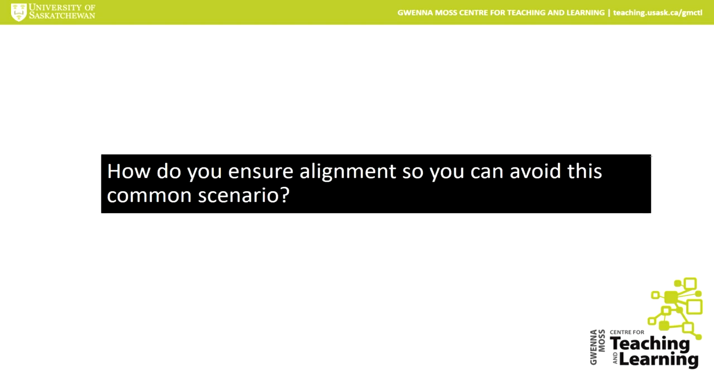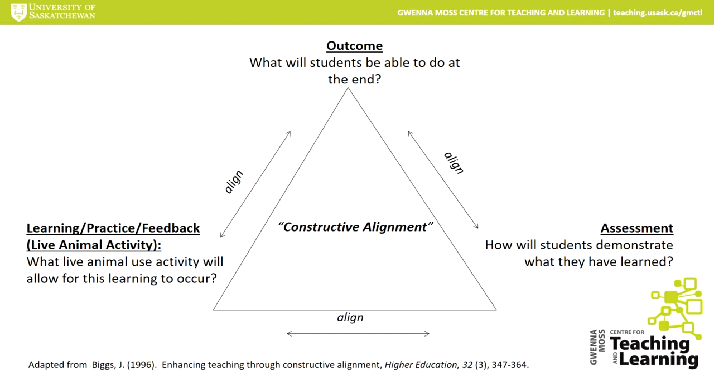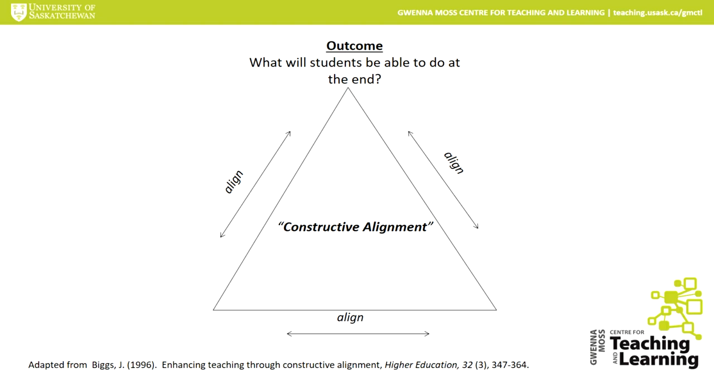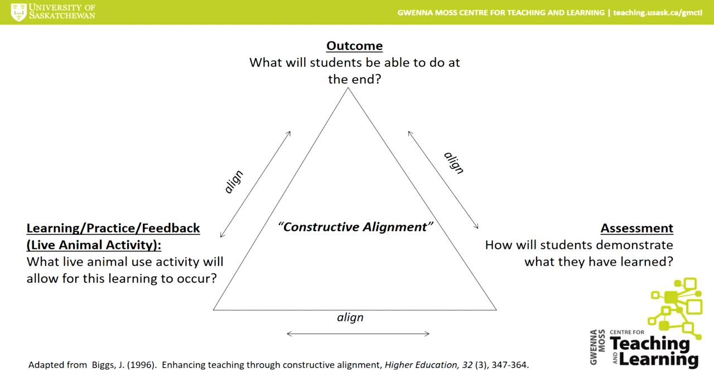So how do you ensure alignment so that you can avoid this common scenario? In education, we use a principle called constructive alignment to ensure we have alignment between three key areas. The learning outcome, which is a statement of what students will be able to do at the end. Assessment, which is how students will demonstrate what they have learned. And the learning practice and feedback piece, which is required for the learners to learn, master, and develop that skill.